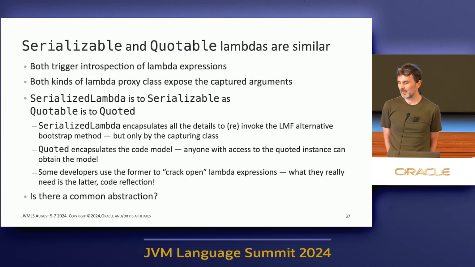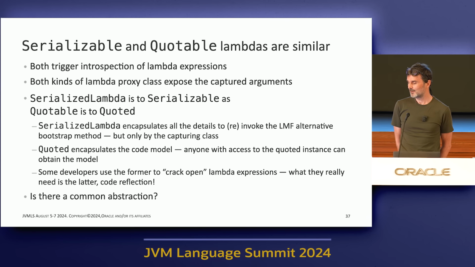So I don't know if there's a commonality between serializable and quotable. They're awfully similar. Is there any merging to be done? Is it worth merging? I don't know yet. I need to think about it. But they both trigger introspection of lambda expressions in different ways. Both kinds of lambda proxy expose the captured arguments. So serialized lambda is to serializable as quotable is to quoted, respectively.